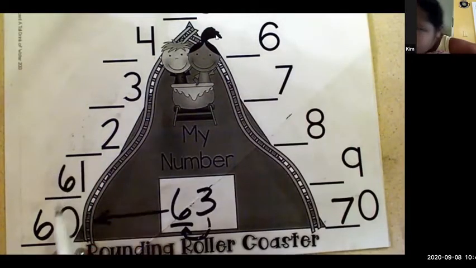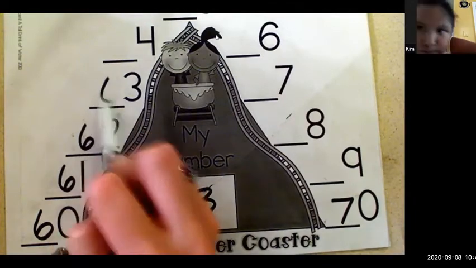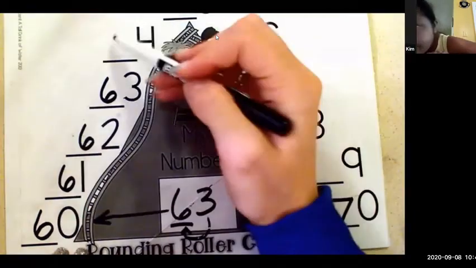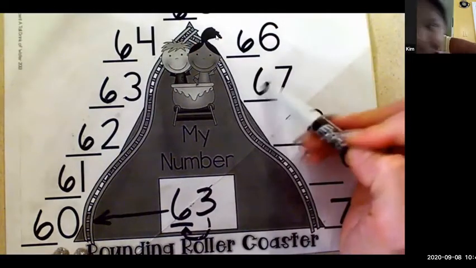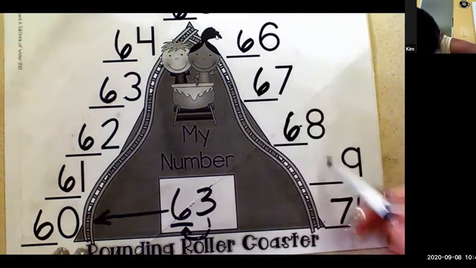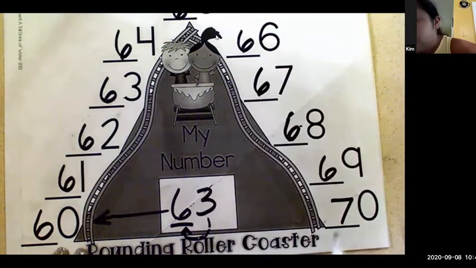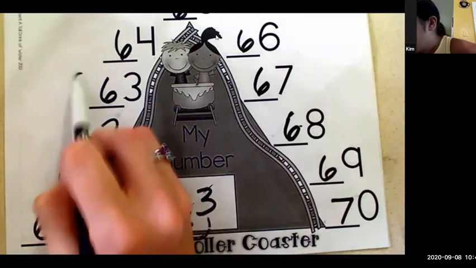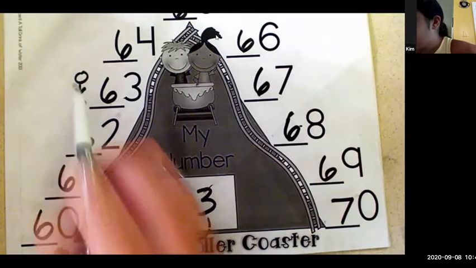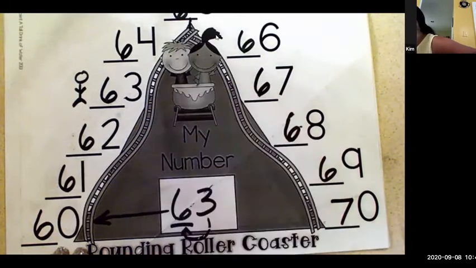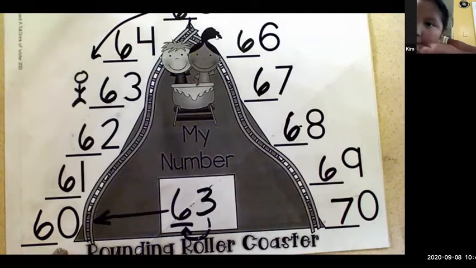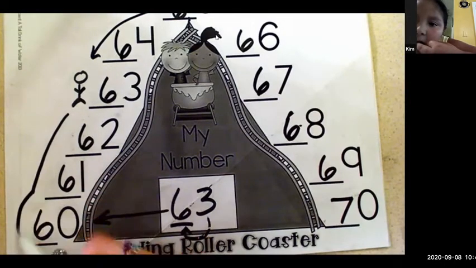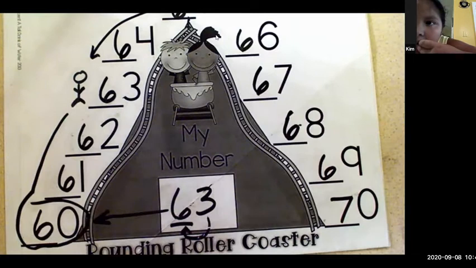60, 61, 62, 63, that's our number. 64, 65, 66, 67, 68, 69, 70. 63 is where our roller coaster stopped today. When we look at our midpoint of 65, we see that 63 is before our midpoint, so this will round down to the lower benchmark number of 60. 63 rounds down to 60.